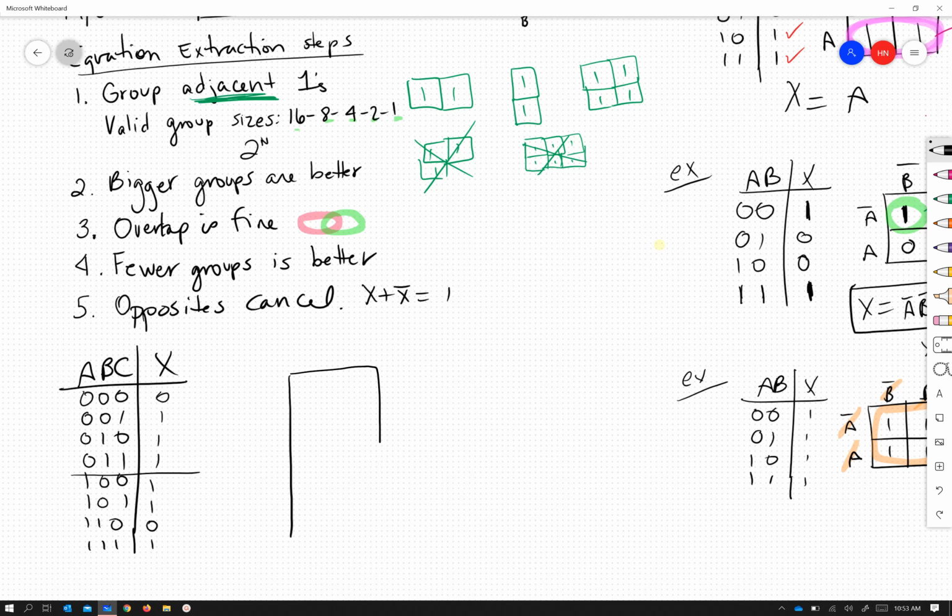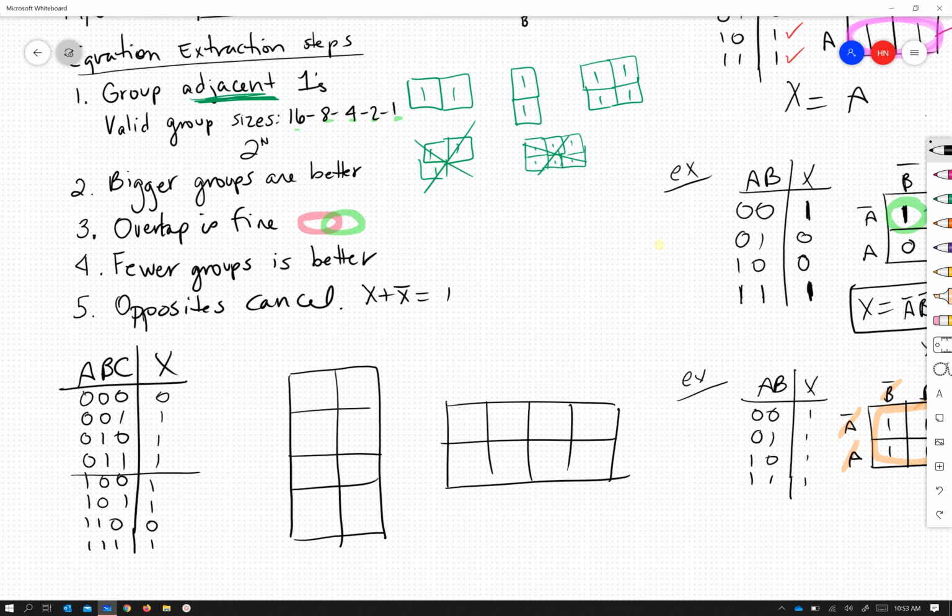So I need 8 squares. When you have 8 squares, you could do it vertical like that, or you could do it horizontal like that. Either way is correct, but so that we do it all the same, we're going to do them vertical just to keep them the same. Okay, but it doesn't matter. You can do them either way.